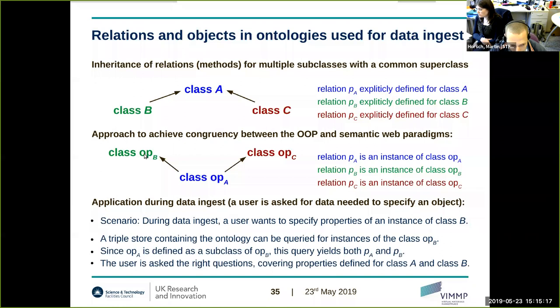individuals that belong to the class object property of B. And this would include the object properties defined for A, because OPA is a subclass of OPB. And in this way, the user will be asked the questions that are pertinent to the object that he wants to create. In particular, when he creates an object of type B, he will be asked for the name. If we create a software owner, he will be asked for the name, even though name was defined as a property of a person. Good.